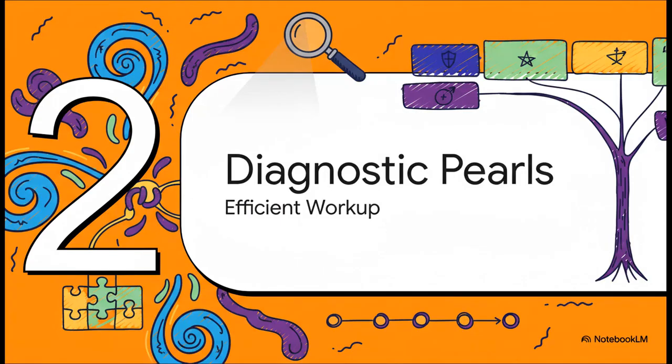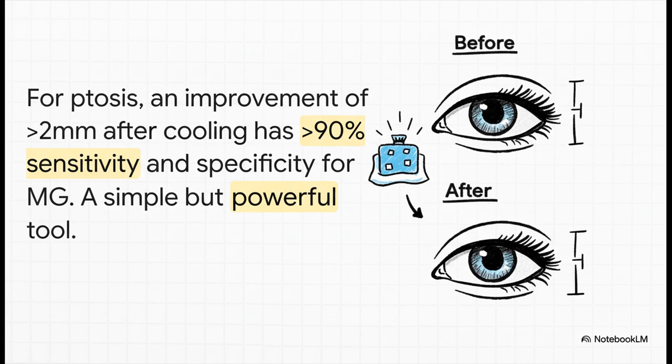All right, let's take this out of the textbook and into the clinic. How does this all translate into a smart, efficient workup? We're going to cover some really high-yield tests and a logical algorithm to follow. Never underestimate the power of a good bedside exam. For a patient who comes in with ptosis, the ice pack test is still an incredibly valuable tool. It's simple, right? You place an ice pack over the eye for a few minutes, and if you see that eyelid lift by more than 2 millimeters, that is highly suggestive of MG.